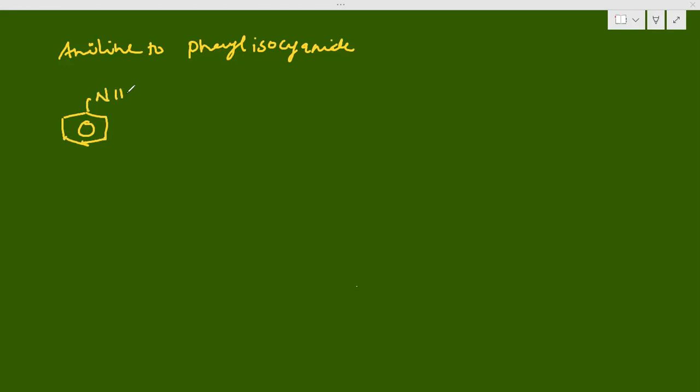Next conversion: aniline into phenyl isocyanide. Sorry, it is not phenyl cyanide, it is phenyl isocyanide. How do we convert it? First, we want to draw the structure of aniline. Benzene bonded with NH2, that is what we call aniline. Don't forget, benzene with NH2 is aniline.